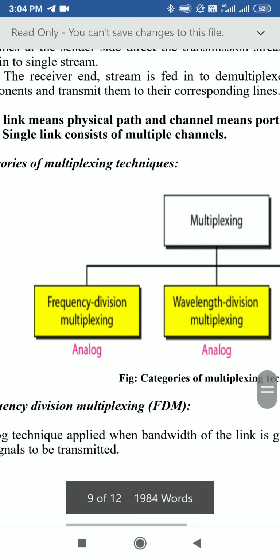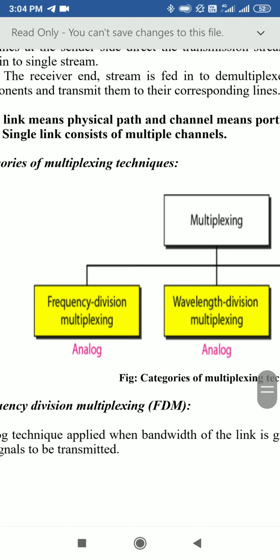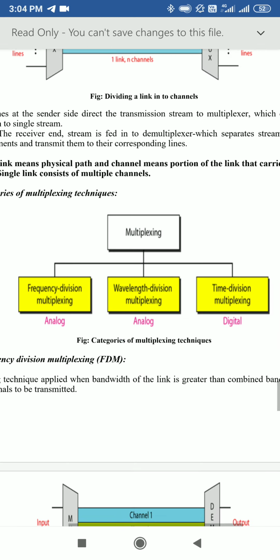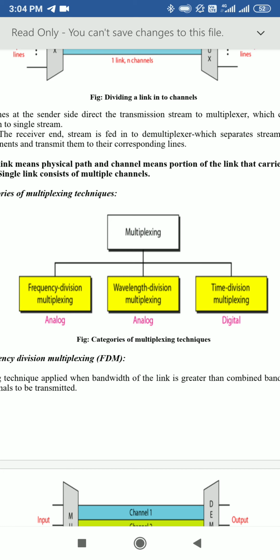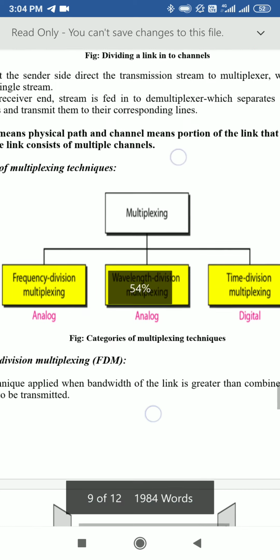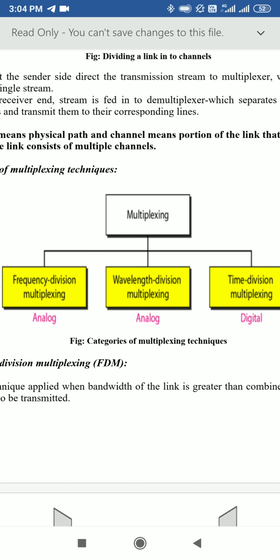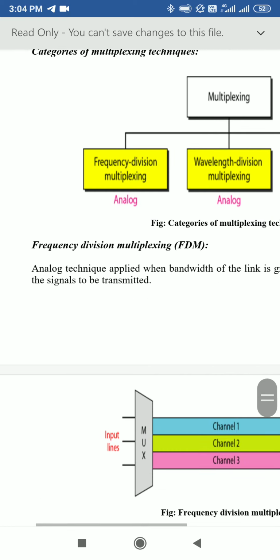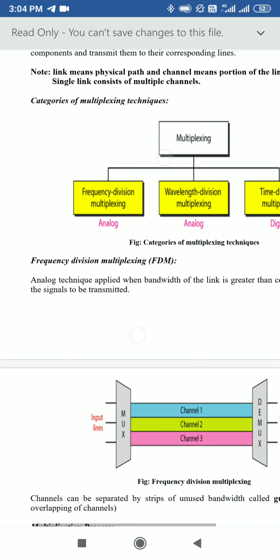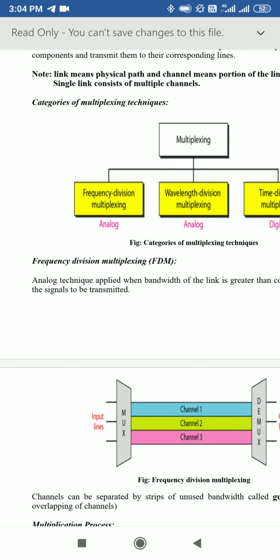Now, here we have the various categories of multiplexing technique. I think you can see this. These are the three categories of multiplexing technique. Again, based on the type of data, that is analog data or digital data, we have various techniques. FDM is nothing but frequency division multiplexing. WDM is nothing but wavelength division multiplexing. TDM is nothing but time division multiplexing. Now, we'll see about FDM, frequency division multiplexing.